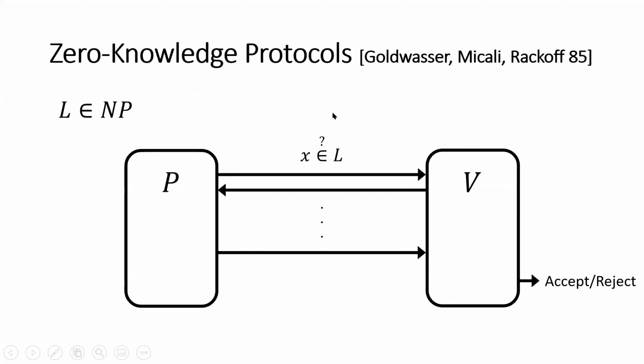So this work considers a zero knowledge protocol. Let's first briefly define what it means. The setting is that we have an NP language L, we have an instance in the language X, and the protocol consists of two interactive algorithms, the prover and the verifier, where the prover tries to prove to the verifier that the instance is in the language, and the verifier decides to accept or reject in the end.